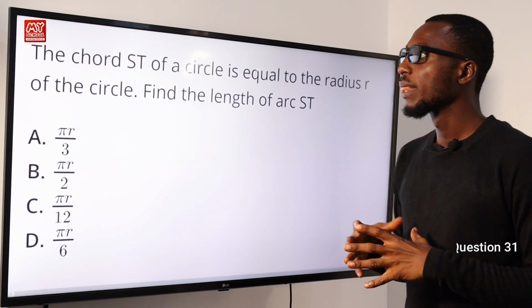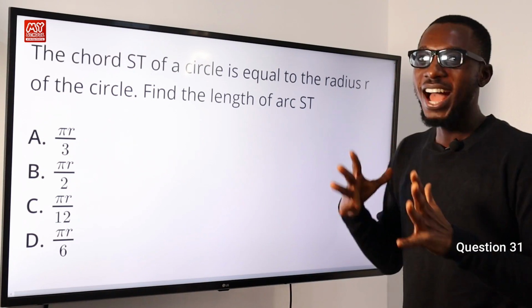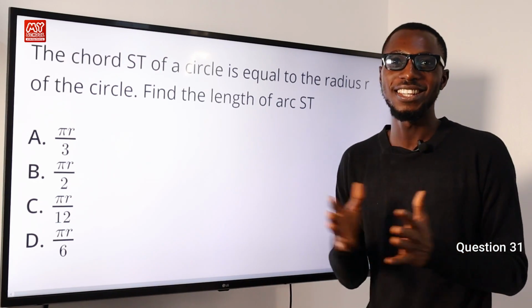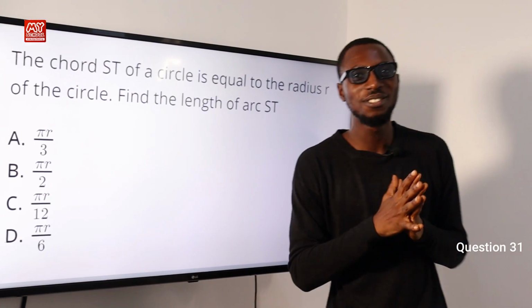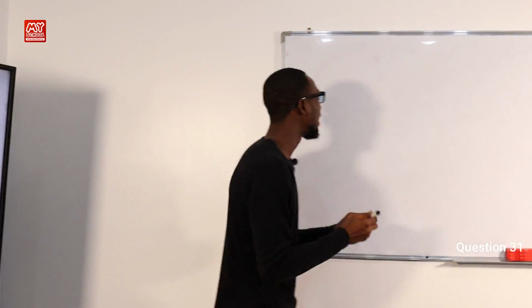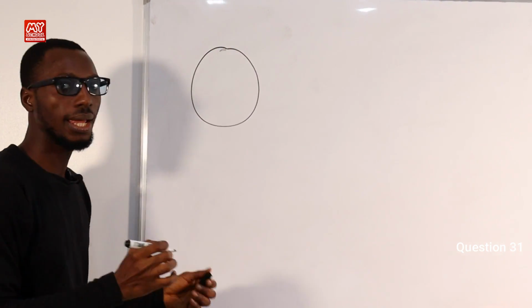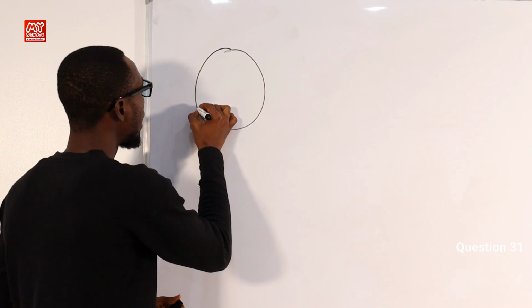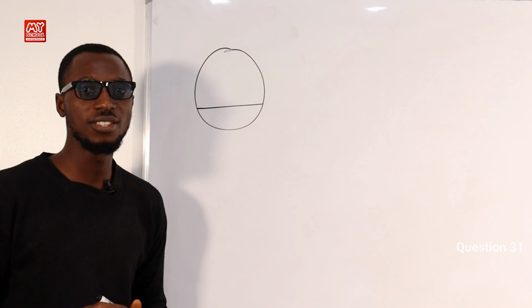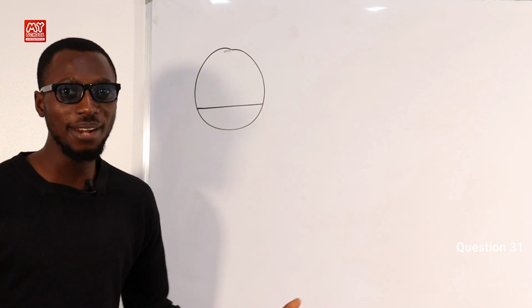Question 31. The chord ST of a circle is equal to the radius R of the circle. Find the length of arc ST. This is very, very easy to tackle. We can just draw out our circle and see what a chord does in a circle. It splits it into segments, major segments and minor segments, while an arc splits it into major sector and minor sector.